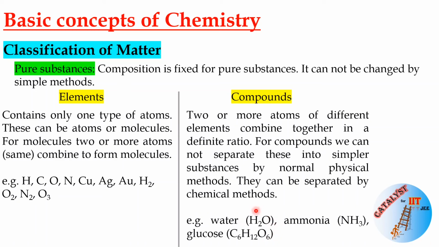As you have already seen, the composition is fixed. The ratio of hydrogen to oxygen is fixed, and nitrogen to hydrogen is fixed in the case of ammonia. So pure substances will have fixed composition, and you cannot change it by simple methods like hand picking, but you can separate it out by doing chemical reactions.